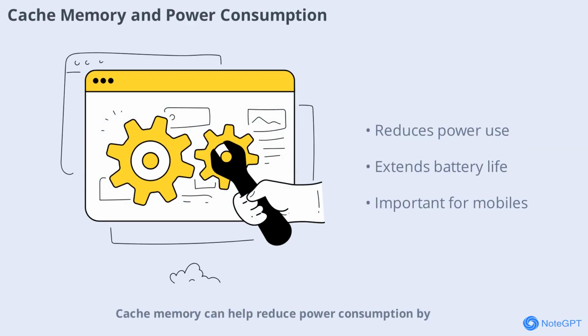Cache memory can help reduce power consumption by minimizing the need for the processor to access slower, more power-hungry main memory. This is especially important in mobile and embedded devices where battery life is a top priority. Efficient cache design can extend device life and reduce energy costs.